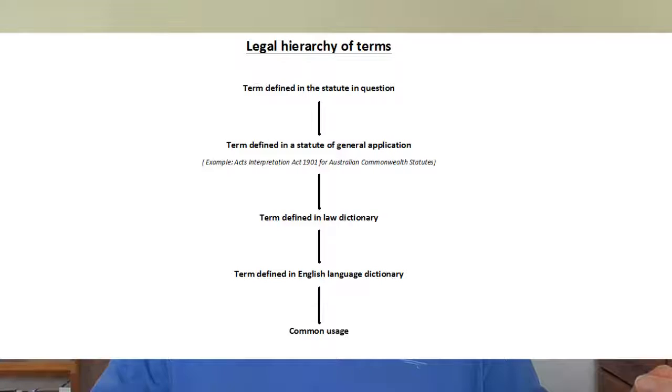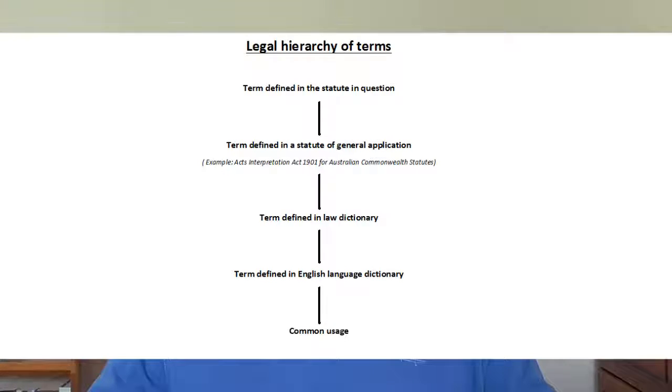Let's presume that the term Commonwealth of Australia is defined in the Acts Interpretation Act 1901. Okay, so if we want to know what the Commonwealth of Australia means in a particular statute, the first thing we would do is go to the particular statute, let's say it's the tax code, and see, does the tax code define Commonwealth of Australia? Because if it does, irrespective of what it says in the Acts Interpretation Act or anywhere else in the world, that's what it will mean in that statute.